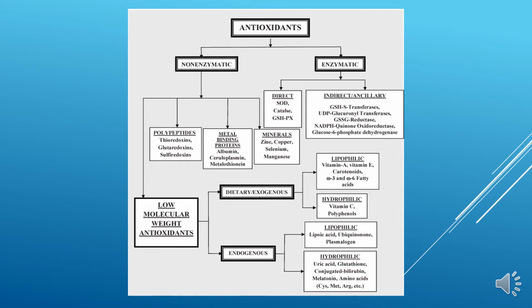So non-enzymatic are further divided, depending upon polypeptides. The second part is polypeptides. Example, glutaredoxins. Then the third type is metal binding proteins like albumin, then minerals: zinc, copper, selenium, manganese. So enzymatic are of only two types. One is direct and one is indirect. Direct is SOD, catalase, GSH-Px, and indirect is GSH with S-transferases and so on.